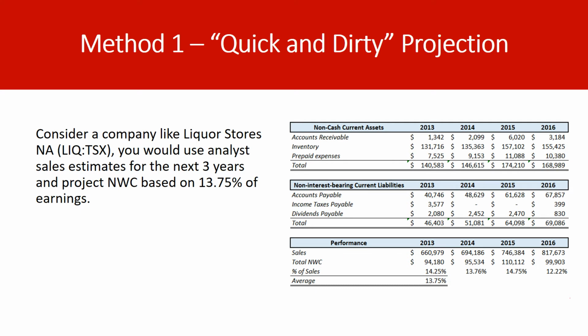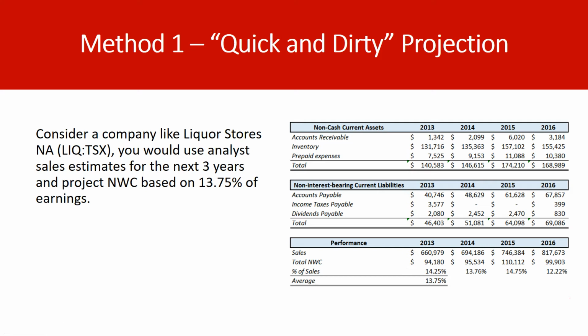But looking at the company, you can use the analyst sales estimates for the next 3 years and project net working capital based on 13.75% of earnings. So let's actually make sense of these numbers. Here we have the sales line. These are projections, starting with 2013, 2014, 2015, 2016, which are existing numbers. Right now we're in 2017 and I'm using year-end numbers. So these are all real sales numbers.